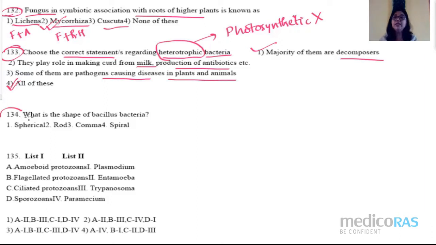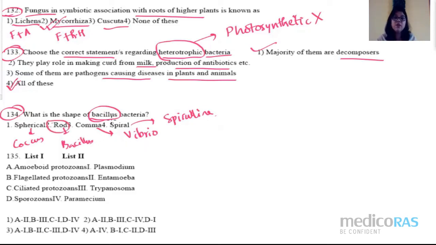Okay, next let's see question number 134. They are asking about the bacillus shape. If you remember, spherical is the coccus. Rod shape is bacillus. And if I write a comma here, then it is the vibrio, and spiral is the spirillum. So we can see that here the answer is rod shape, the bacillus bacteria. So option 2 is the correct answer.